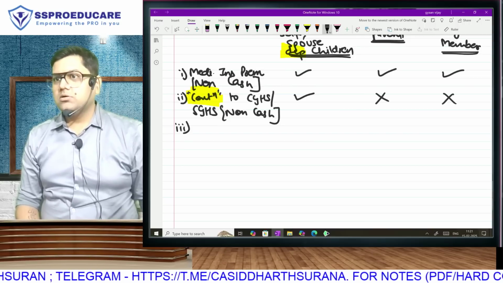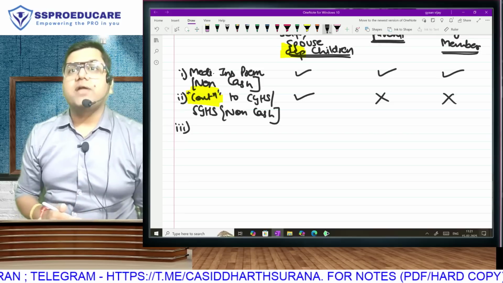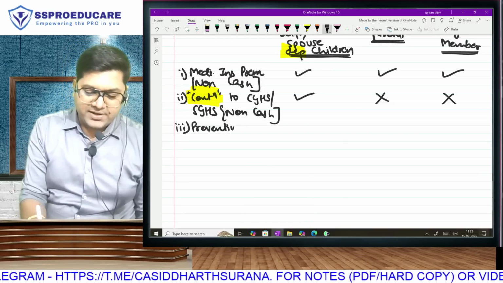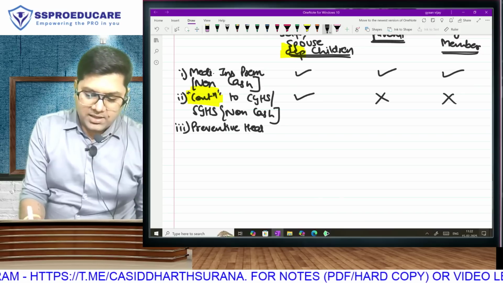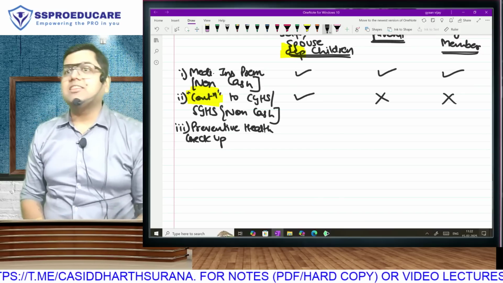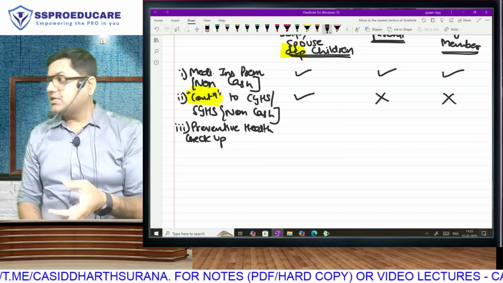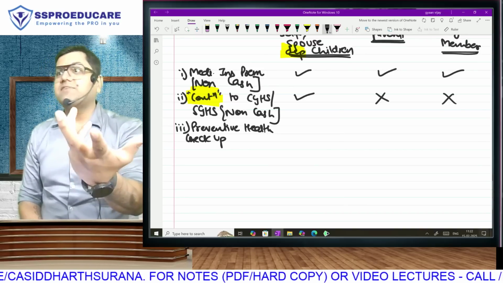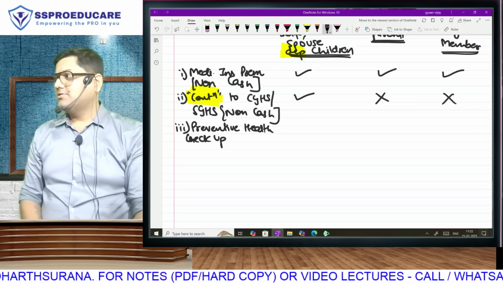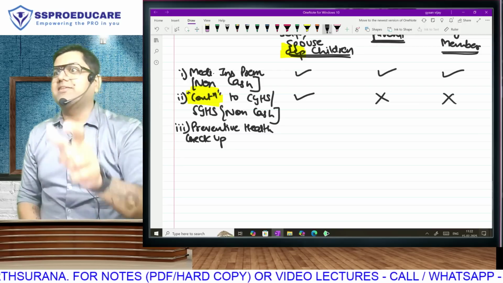Correct or no? So we now want to give you tax benefit for undergoing something called a preventive health checkup. Health checkup expense. And believe me, since the time they introduced this, a lot of hospitals have actually started making health checkup packages. That the following tests will be done at this lump sum price.